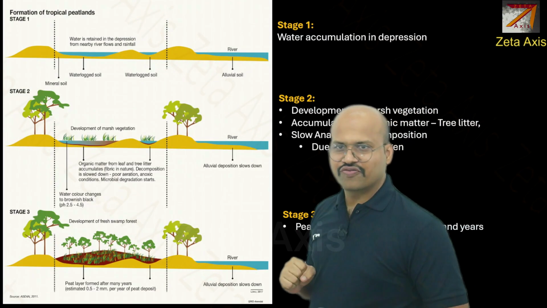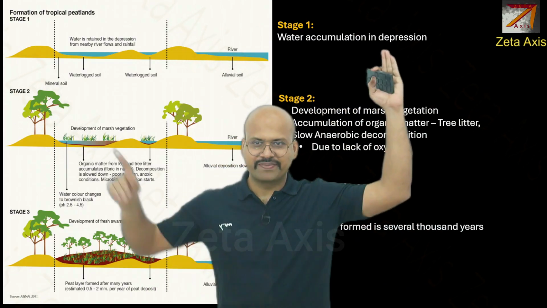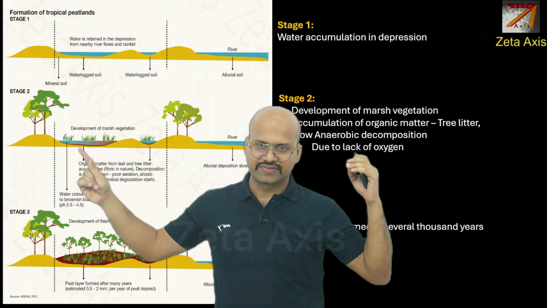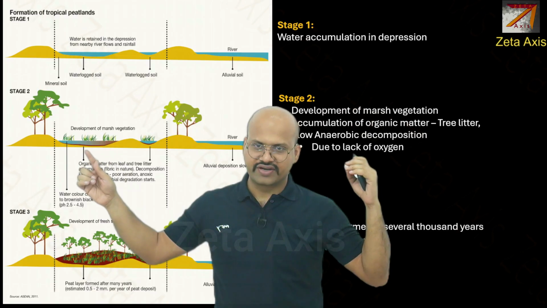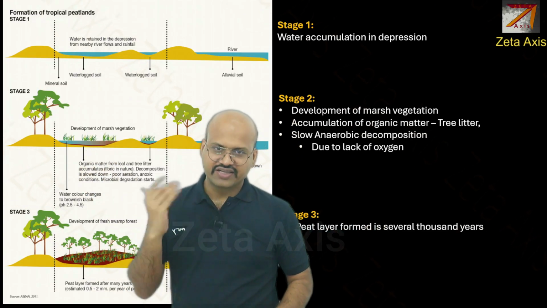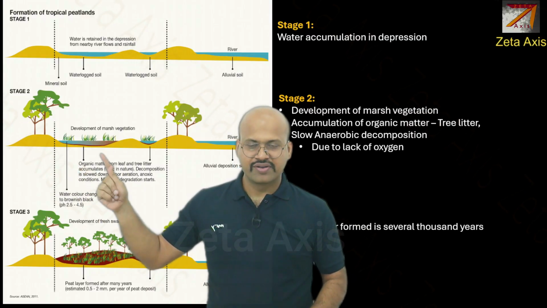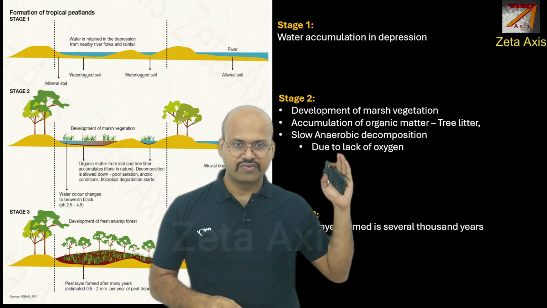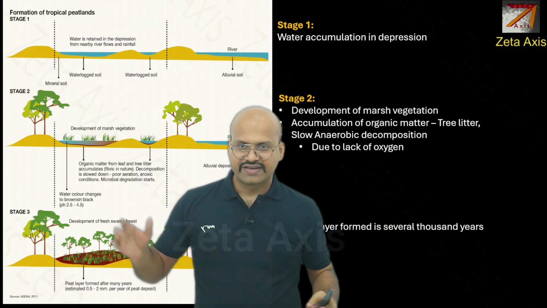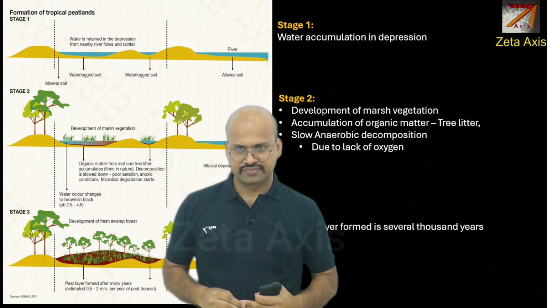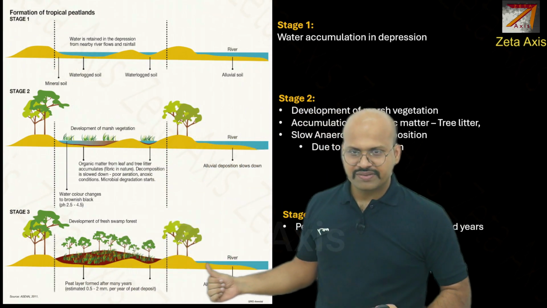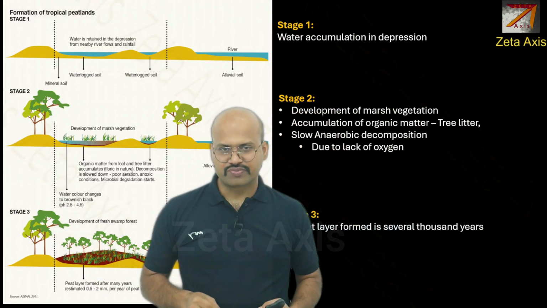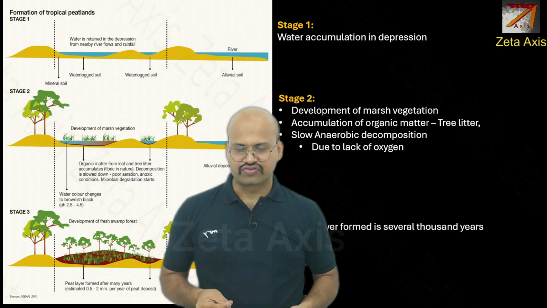Here we can see the process of formation of peaty soil. Stage 1, water accumulation in depressions. So these are the depressions where water accumulates. Stage 2, we see that marsh vegetation develops in this accumulated water. Over time, this vegetation will die, the litter will fall, and it will be submerged in this water. But because in the water there is a deficiency of oxygen, slow anaerobic decomposition occurs, and we see that the plants are not fully decomposed. Over time, peaty soil will be formed, and it will have a higher amount of undecomposed or partially decomposed parts of the plants, and that kind of soil is called peaty soil.